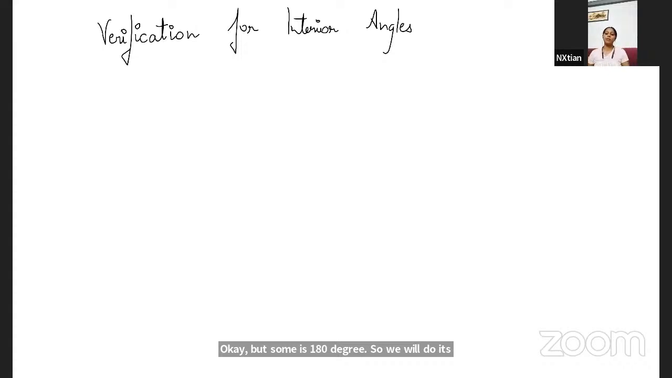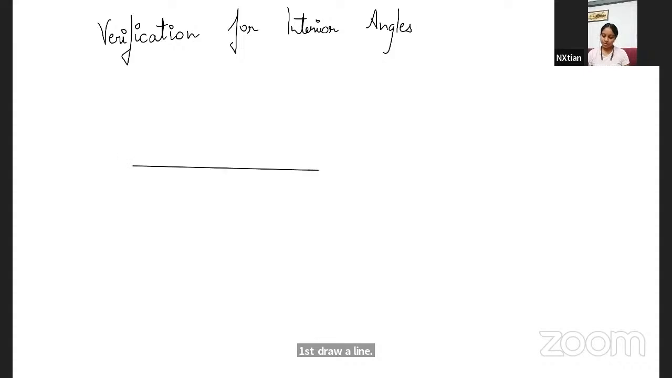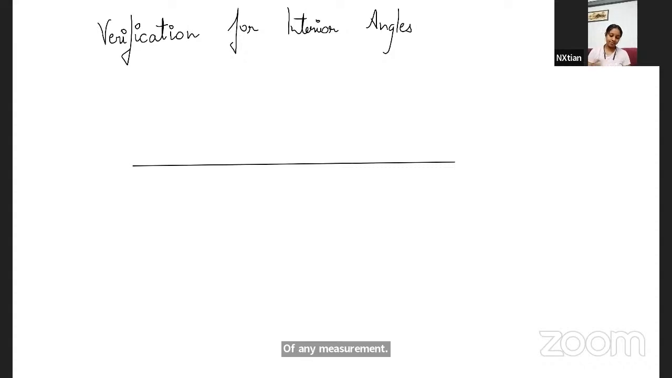Okay, so I am going to make it, and follow the steps, and you can do the construction with me. First, draw a line of any measurement. Name it L1. Now, make 2 points on this line, A and B. Make 2 points on L1, point A and point B.